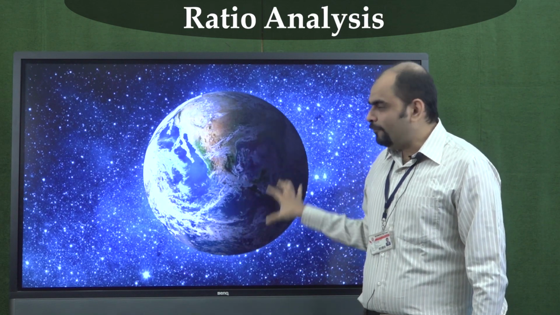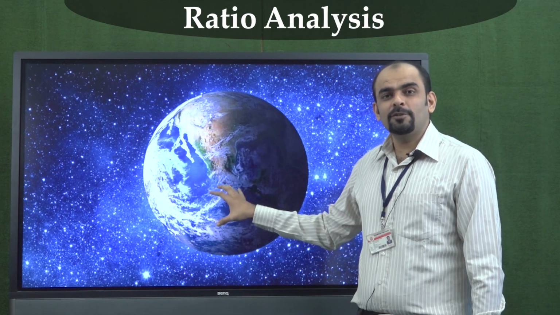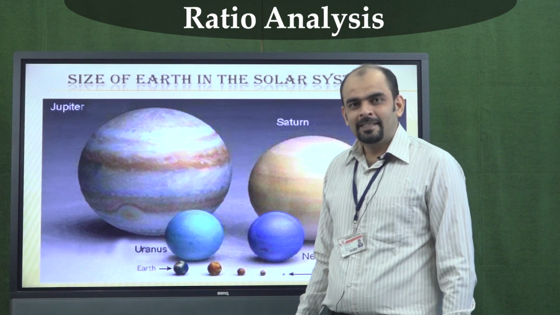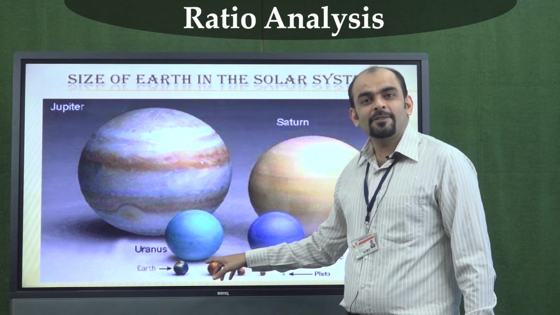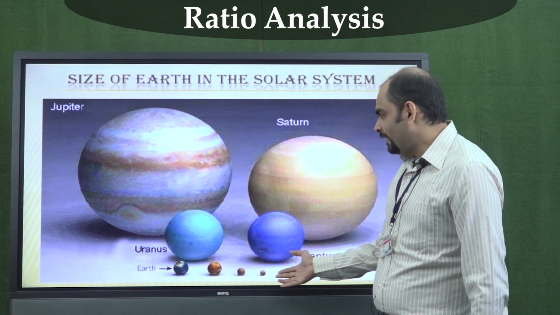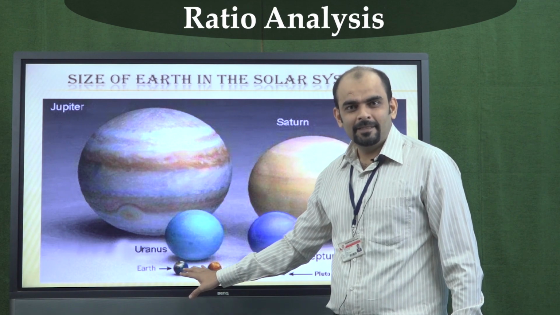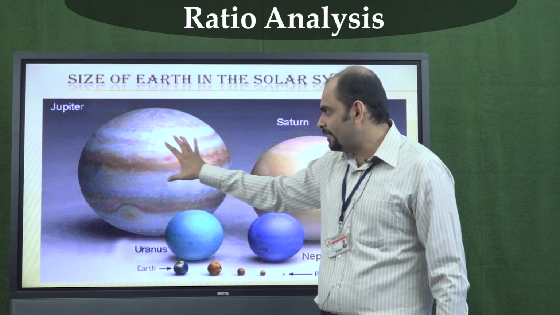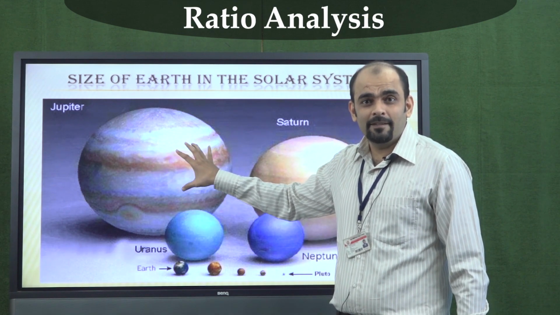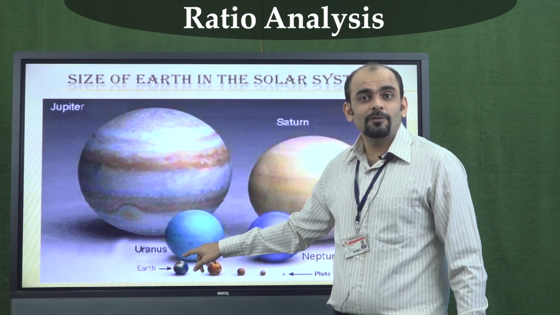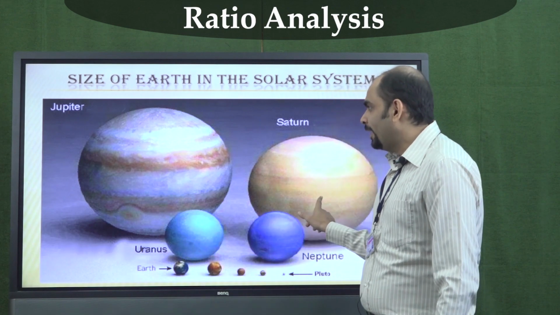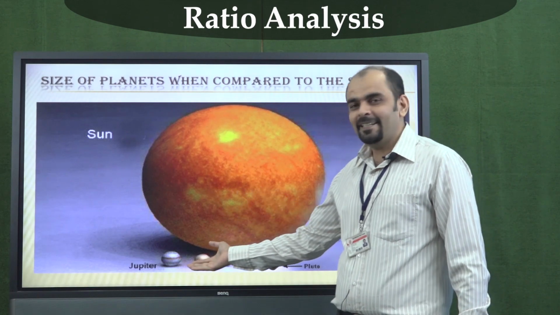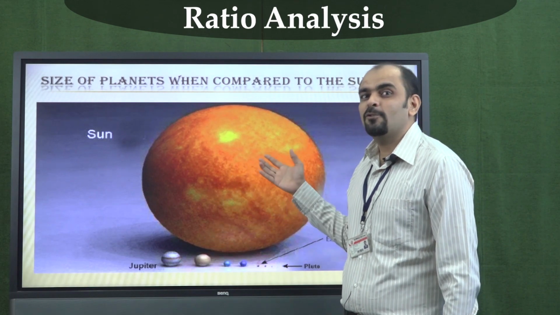But if you look at it in absolute terms, you will feel it's very big. But then comes the comparison part. If you compare it with other planets of the solar system, you can see it's not that big, isn't it? Now, the biggest planet, Jupiter, looks quite big when you compare it with the size of the Earth. But again, if you compare it with the size of the Sun, it seems quite small. Our Sun is so big.